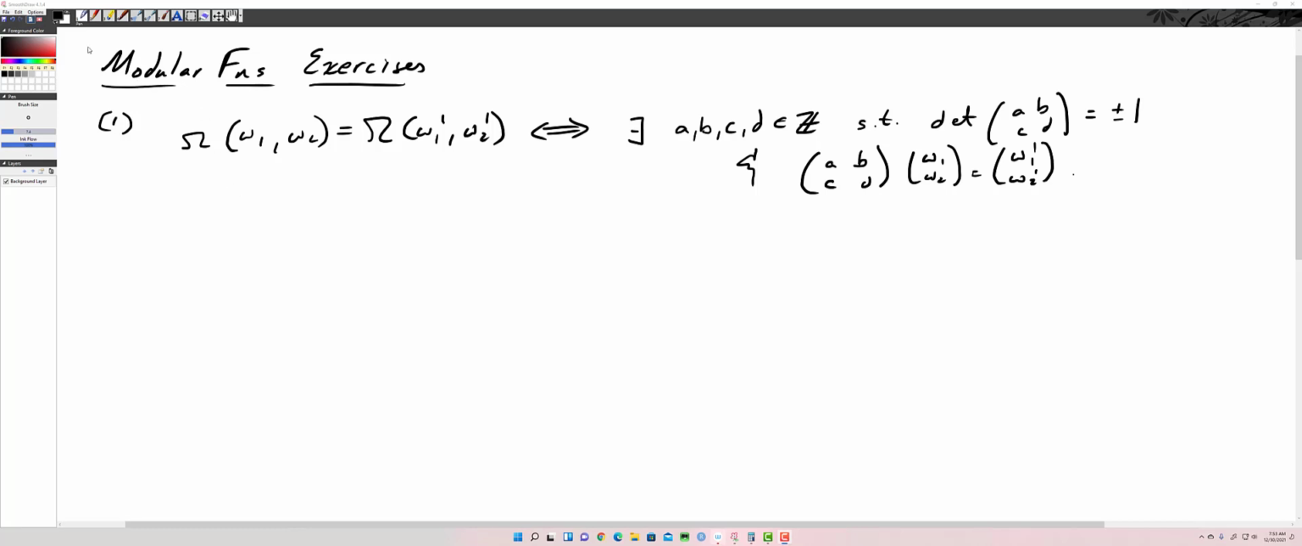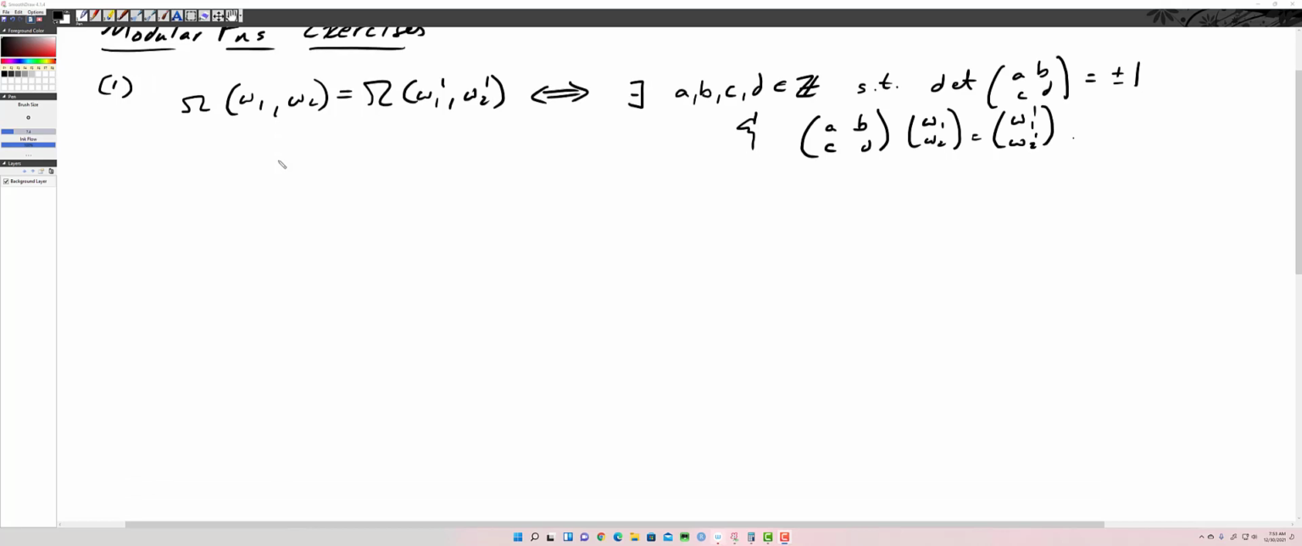We're doing the exercises from Modular Functions by Tom Apostol. This is chapter 1, and this is problem 1. The first problem says, given two pairs of complex numbers, omega 1, omega 2, and omega 1 prime and omega 2 prime with non-real ratios, so I should say that these two ratios are not real.